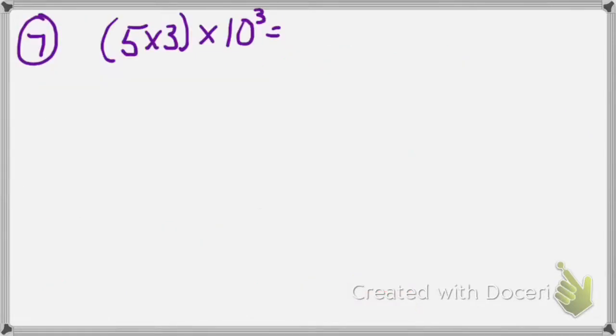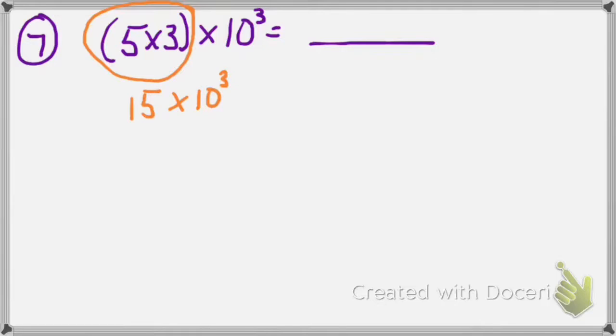Example number 7 is another type of problem you might see with a power of 10. In this problem we have in parentheses 5 times 3, times 10 to the third, equals what? Well, we know we need to solve problems in parentheses first, so I'll circle that and I'll say 5 times 3 is 15. Bring down what I have left, times 10 to the third. Now I have to solve this problem. And I know how to do that.